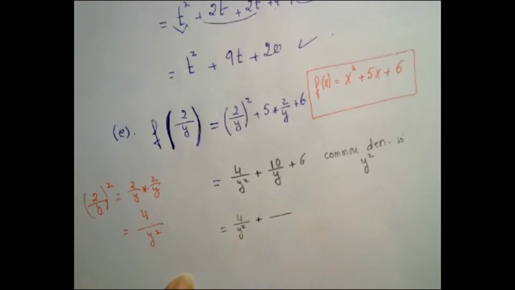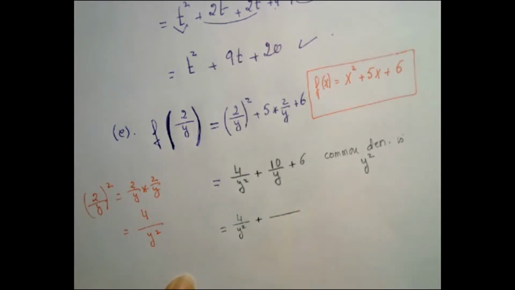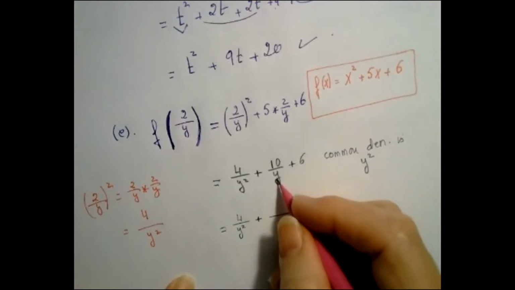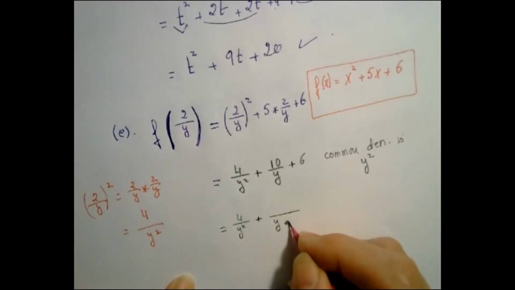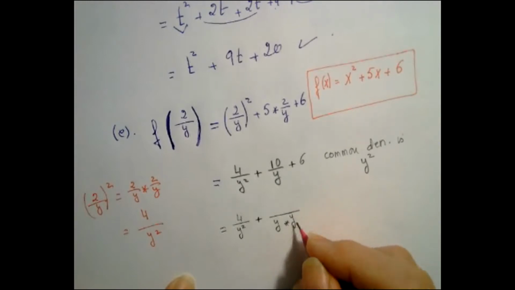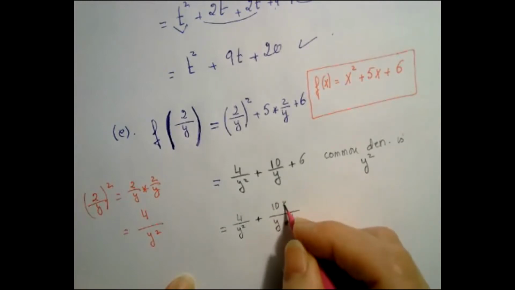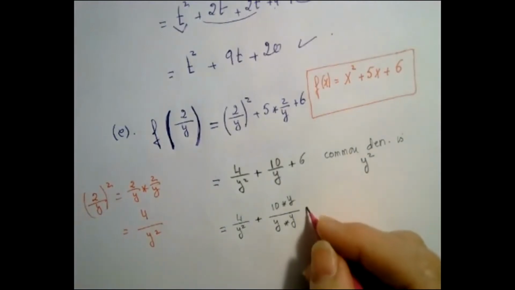Okay, now, what do you want me to do here? 10 squared over y squared? No. Why? If the common denominator is y squared, it means this has to be multiplied by what to get y squared? By y. Means what should you multiply the numerator by? By y as well. Okay, now you don't change the value of your fraction. Are you with me? Yeah.